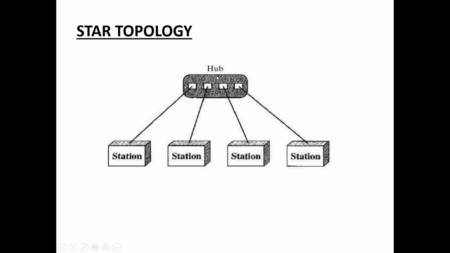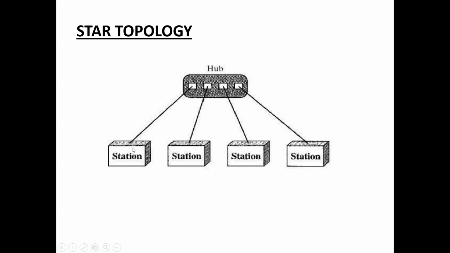This hub, that is the controller, acts as an exchange point. Suppose station 1 wants to send data to station 2. Station 1 first sends the data to the controller. Then this controller sends the data to the other device, the other station.